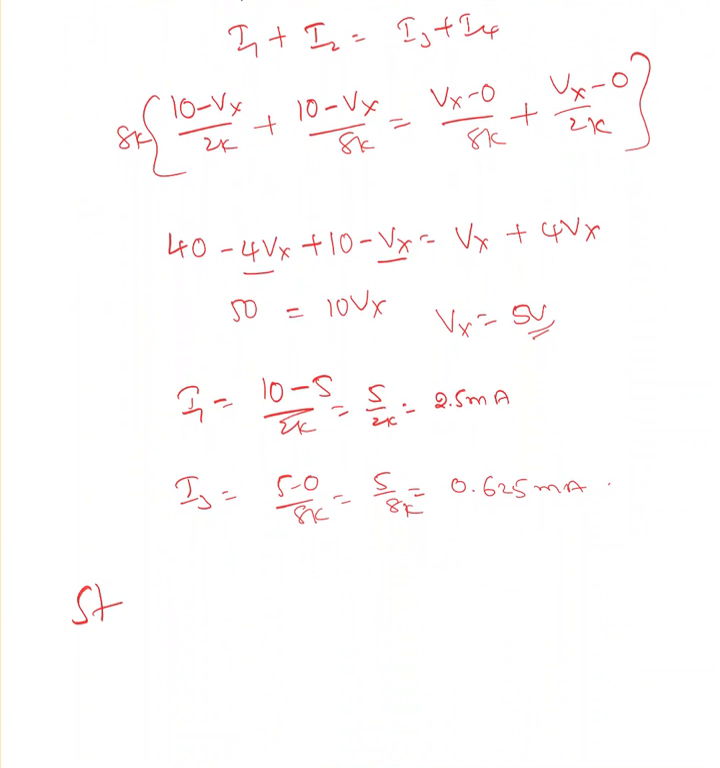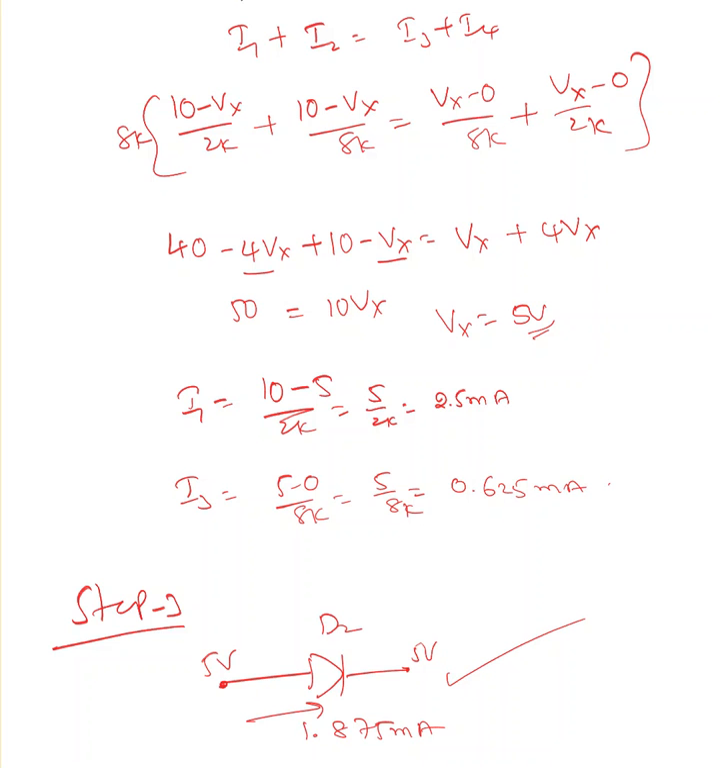Now step 3, we still need to verify, even though we verified the previous case. If you look at D2, the voltage at this point is 5 volt, and there is a current passing through this diode, which is 1.875 milliampere. So current is flowing from anode to cathode, which is true. So our assumption is right.